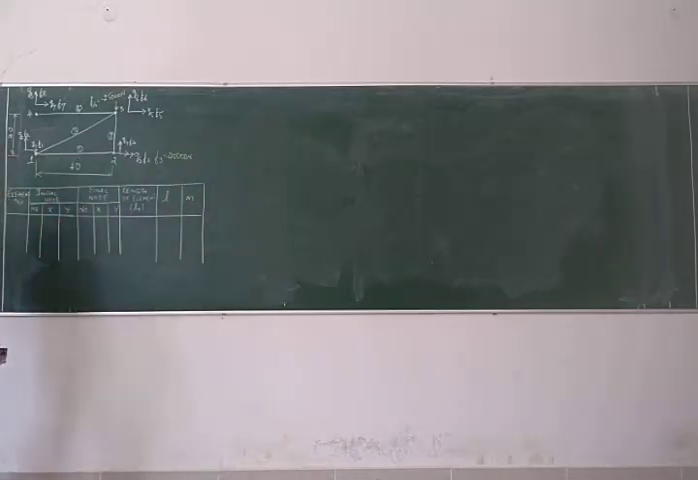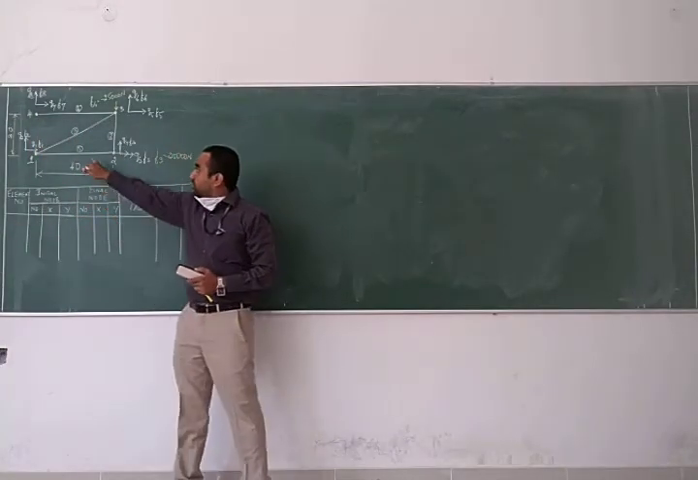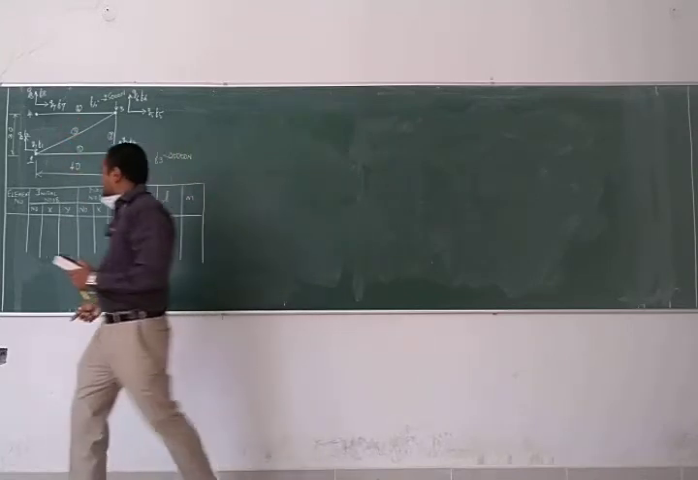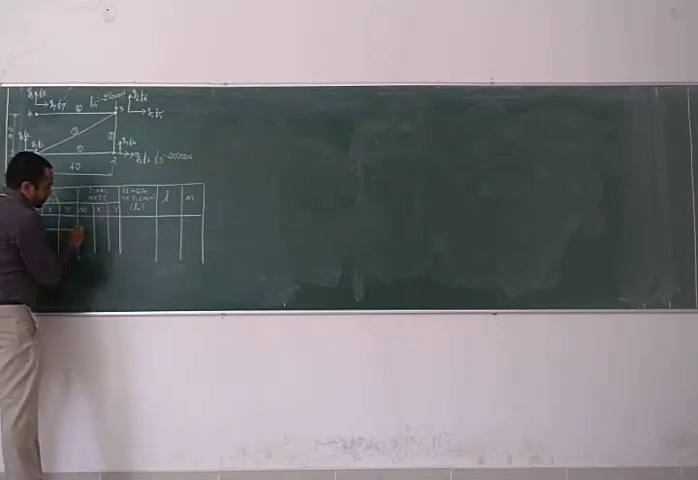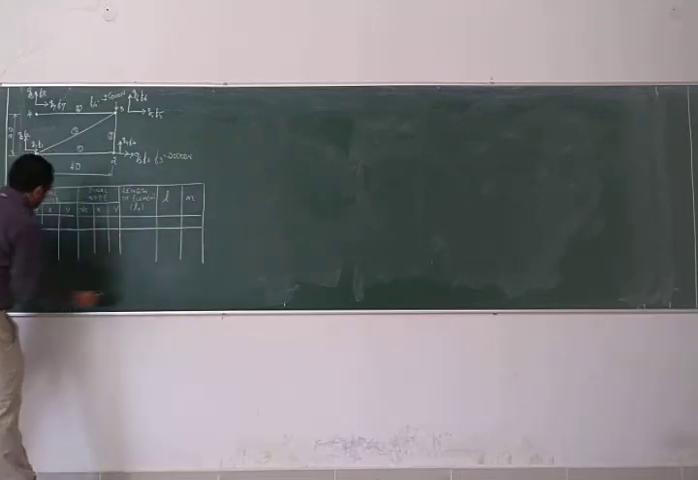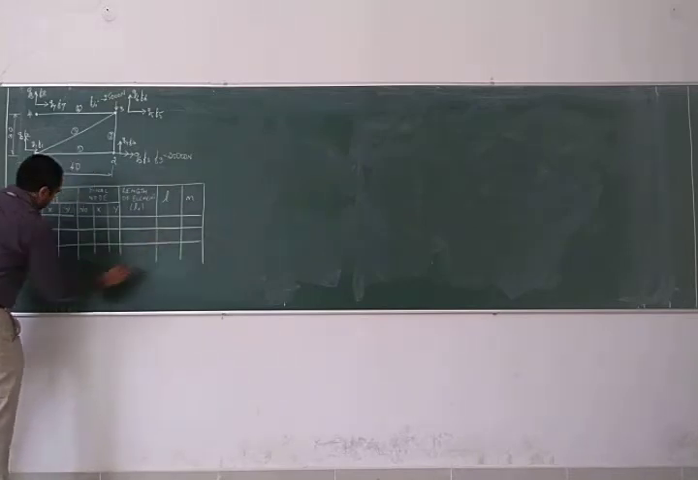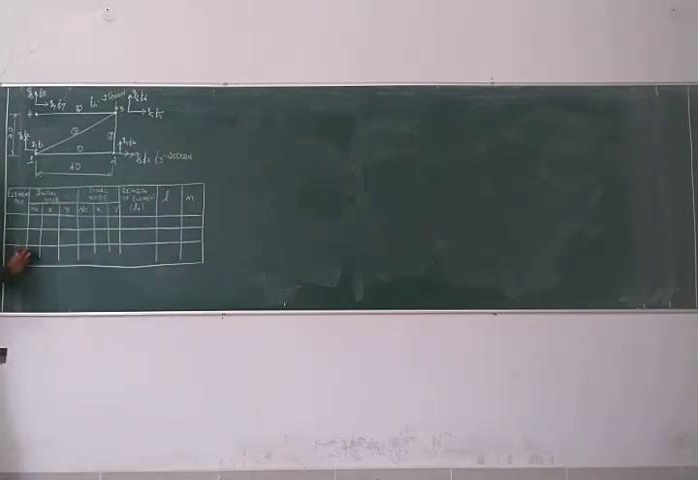Now, how many elements are there? There are 4 elements. 1, 2, 3 and 4. So I will make 4 rows. This is for element 1. This is for element 2. This is for element 3. And finally, the last row is for element 4.